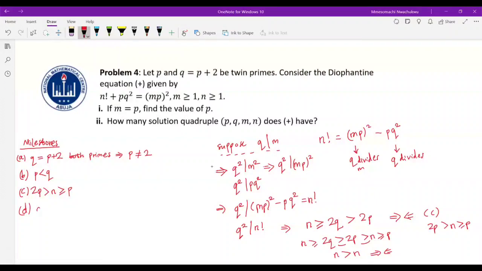So q does not divide m. Just erase this quickly.